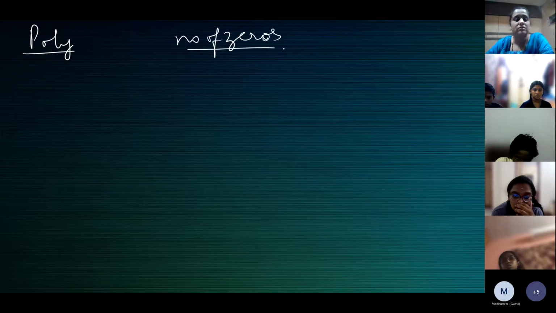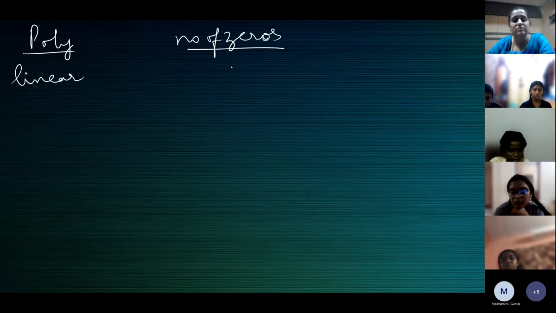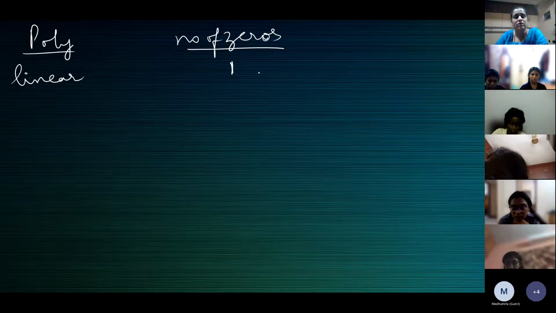Now we are talking about the zeros of a polynomial. We understood what the degree of a polynomial is; now we're trying to understand what zeros of a polynomial are, and the number of zeros. A linear polynomial has at most, meaning a maximum of, 1 zero. A linear polynomial has only 1 zero. What is the meaning of that?